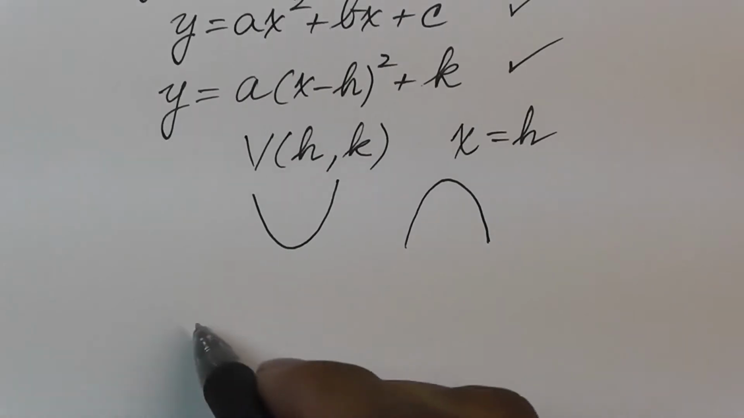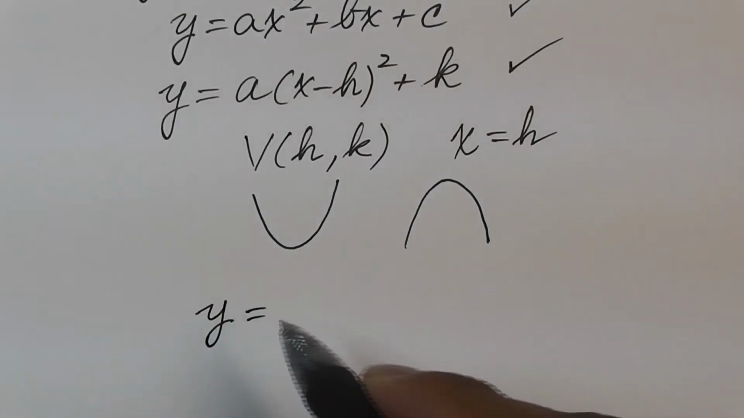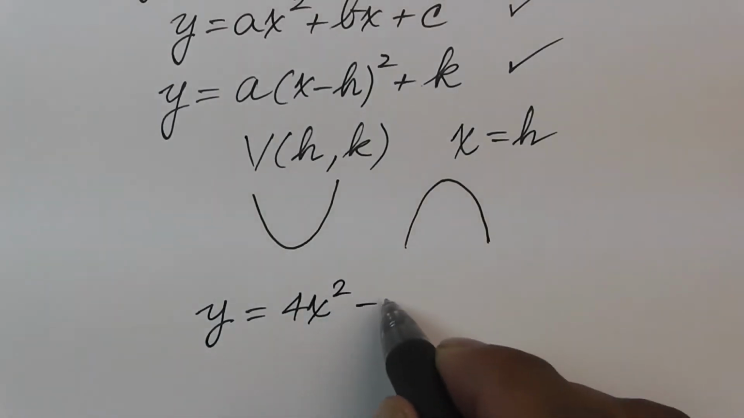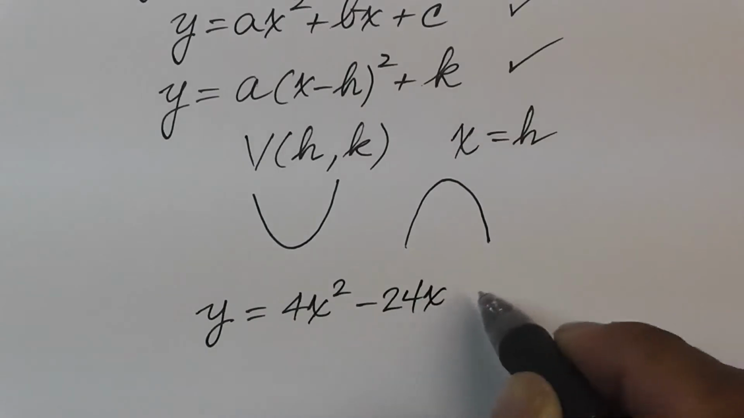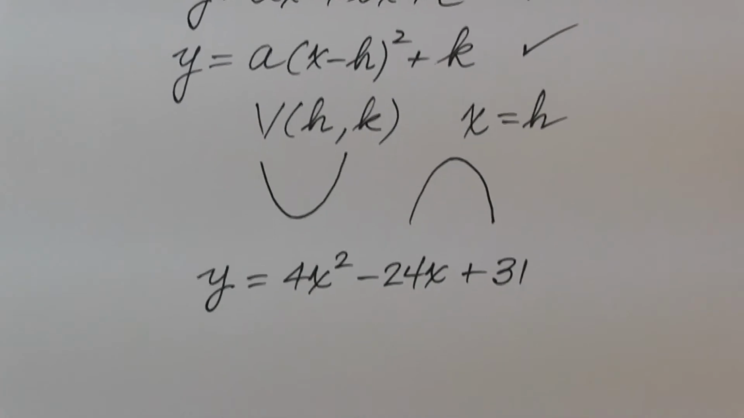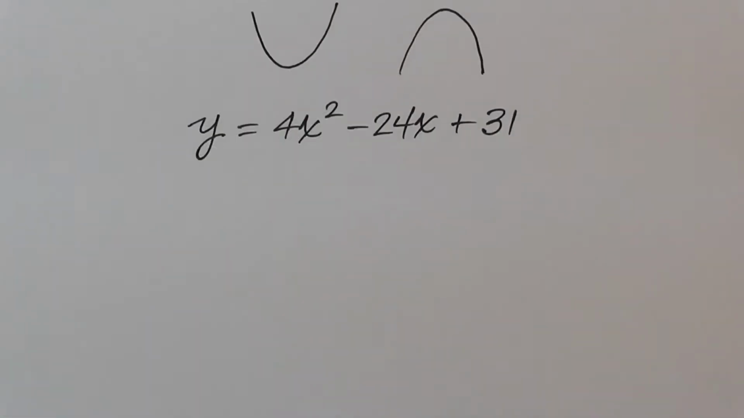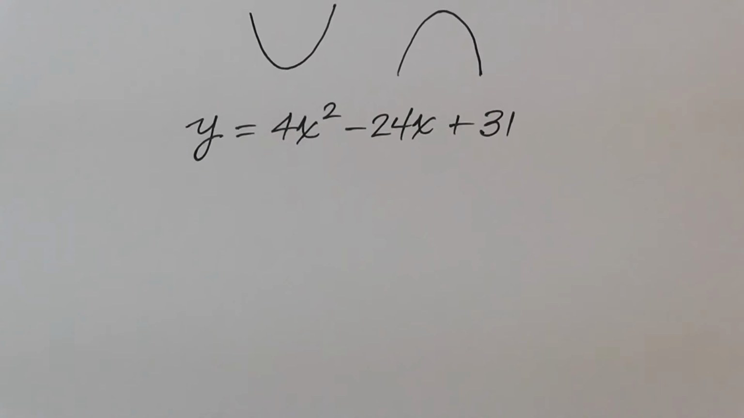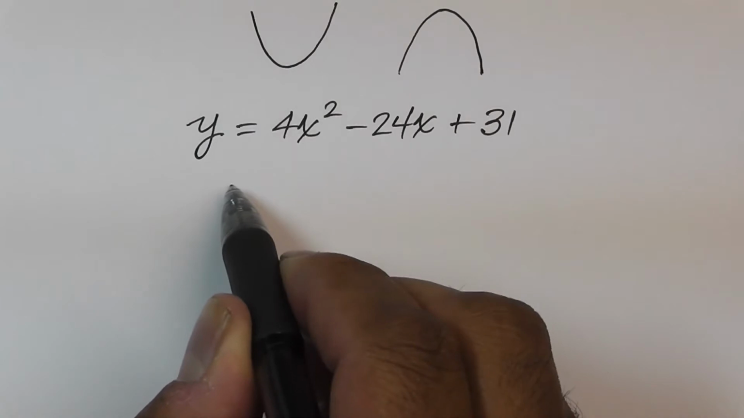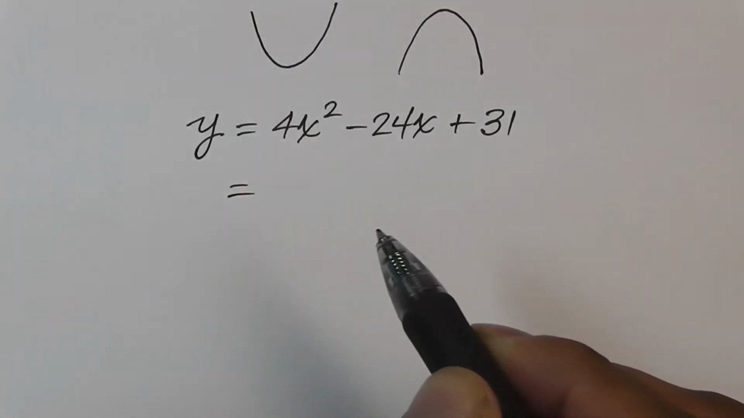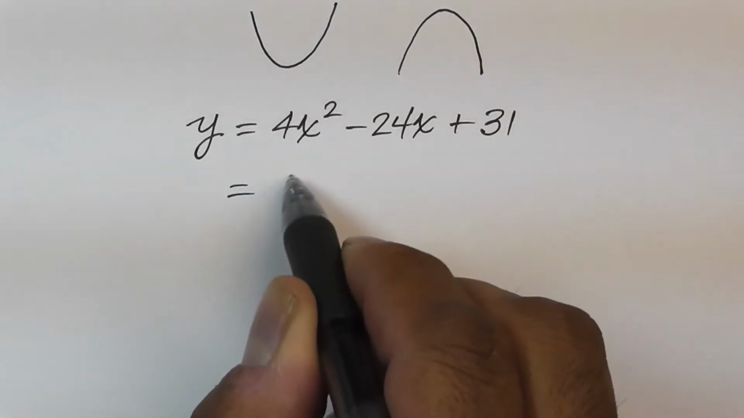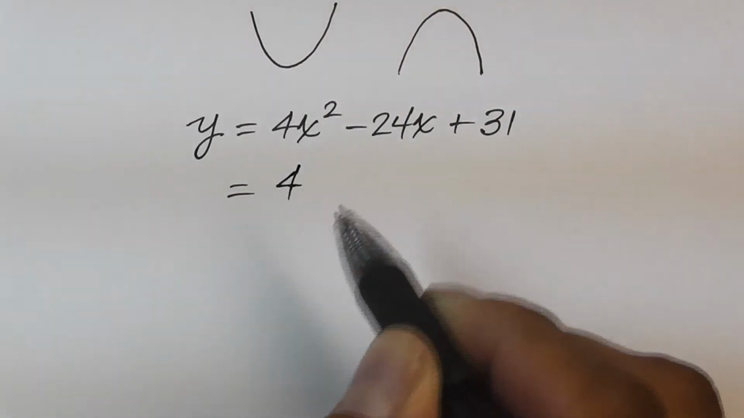So the first example I'd like to focus on is y equals 4x squared minus 24x plus 31. So I'm trying to make that expression, which is in standard form, look more like vertex form. Here are the steps. First, look at your coefficient of the x squared. Factor it out.